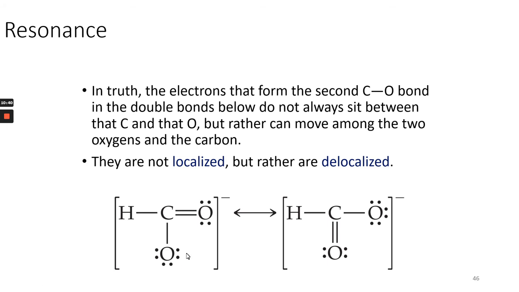So here's another example. In truth, the electrons that form the second double bond between carbon and oxygen do not always sit between the carbon and oxygen, but they can move around among these. So they move from here to here, here to here. When they can move around, we call that a delocalization of the electrons. When they are staying there, like the electron here, this is localized. This one, because it could go back and forth, is delocalized.